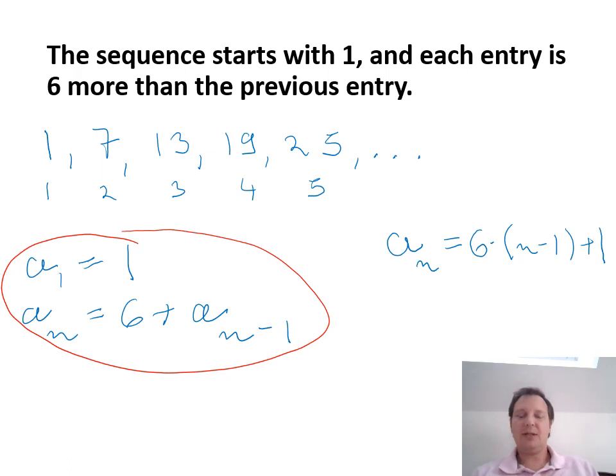So let's check this. When n is 1, we have 6 times 0 is 0 plus 1 is 1. When n is 2, we have 6 times 1 is 6 plus 1 is 7. When n is 3, 6 times 2, 12 plus 1 is 13. When n is 4, 6 times 3 is 18 plus 1 is 19 and so on. So we checked it, and this is indeed the closed form of this sequence. Okay, great.